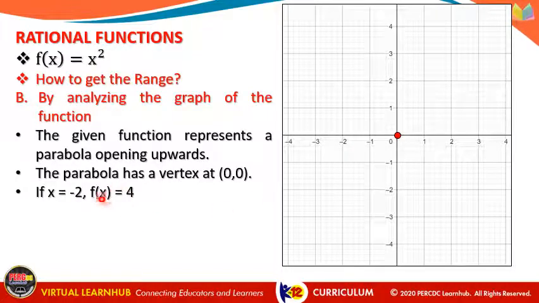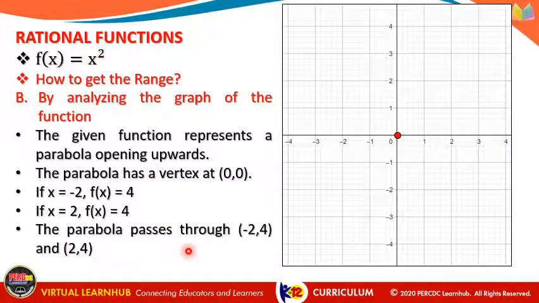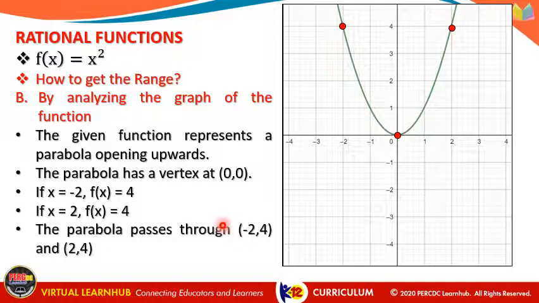Tapos, para lang medyo accurate ng konti yung graph natin, let's get some points. Again, if x is negative 2, f of x is positive 4. If x is positive 2, f of x is positive 4. Therefore, yung parabola mo ay dadaan sa negative 2, 4 at sa positive 2, 4. Nandito yung negative 2, 4. Nandito yung positive 2, 4. Ito ngayon ang itsura ng ating parabola.